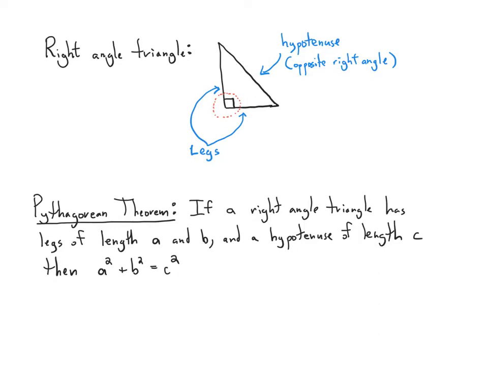So, the Pythagorean theorem states that if you have a right-angle triangle and the legs have, say, lengths A and B, so let me give this leg length A and this leg length B, and the hypotenuse has length C, then it's a fact, and we're going to prove this fact, that if you square each of the lengths of the legs and then add them together, you get the square of the length of the hypotenuse. So A squared plus B squared equals C squared. And let's work on proving that right now.